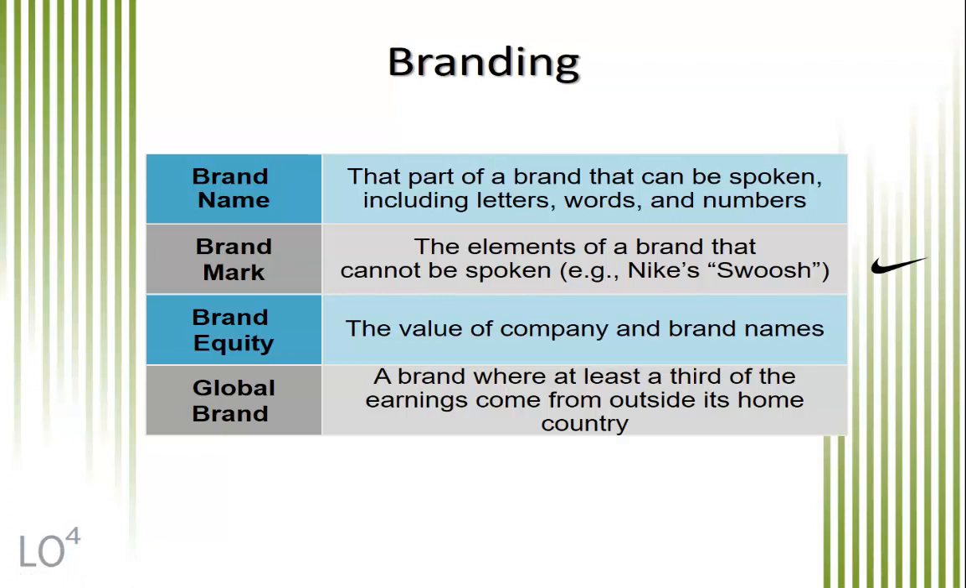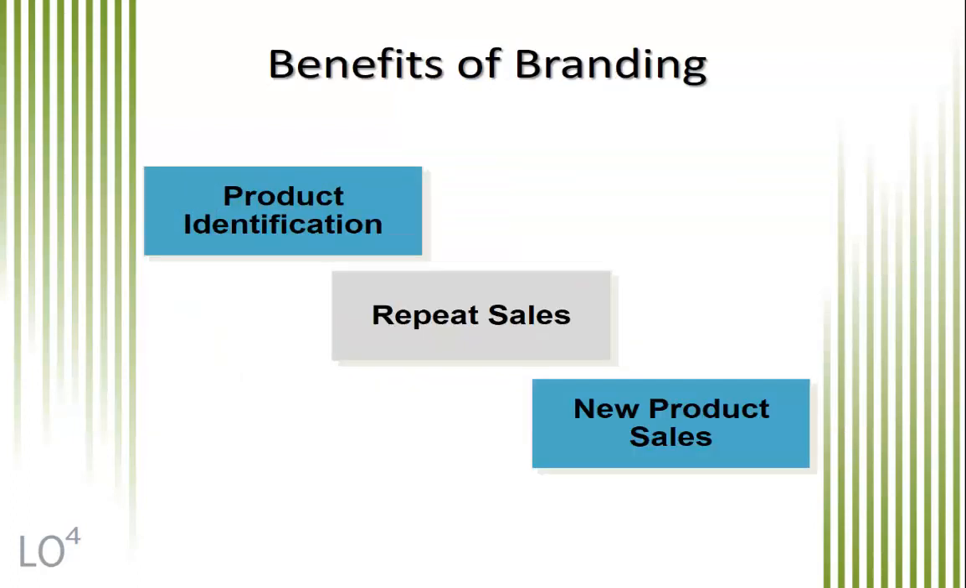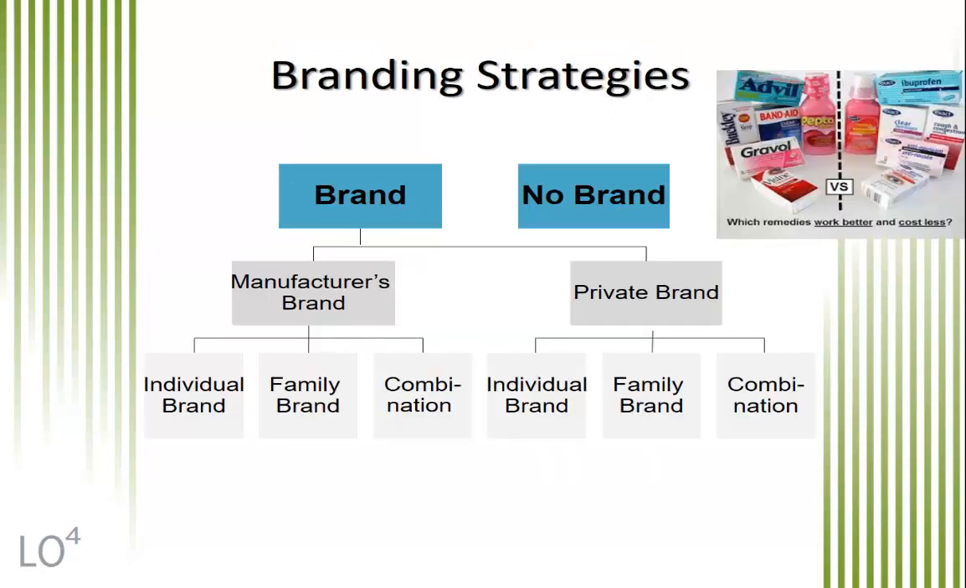And brand equity is the value of company and brand names. A global brand is a brand where at least a third of the earnings come from outside of its home country. Branding has three main purposes: product identification, repeat sales, and new product sales. The most important purpose is product identification. It sounds weird that the lack of a brand name, which is a generic product, can be a selling point. We're going to talk about that more in detail later in this chapter.